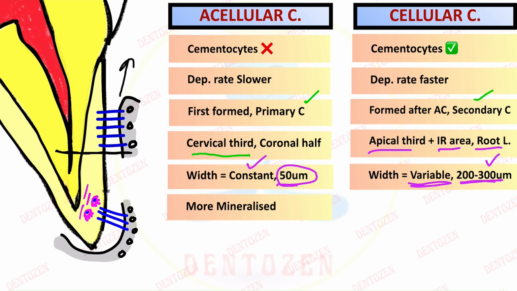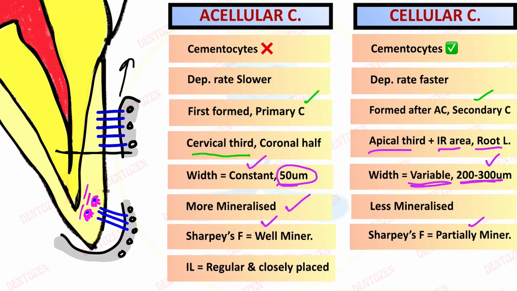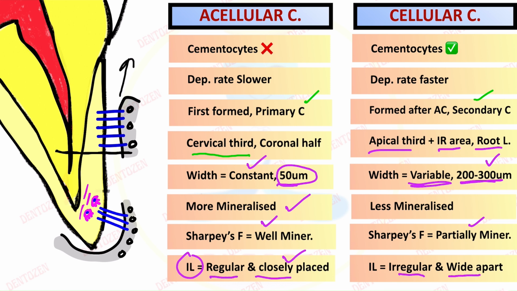Acellular is more mineralized than cellular, and Sharpey's fibers are fully mineralized in acellular compared to cellular, where they are partially mineralized. Acellular incremental lines are regular and closely placed, whereas in cellular they are irregular and wide apart because it is formed rapidly.